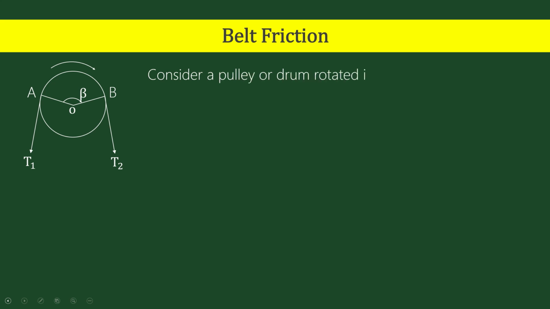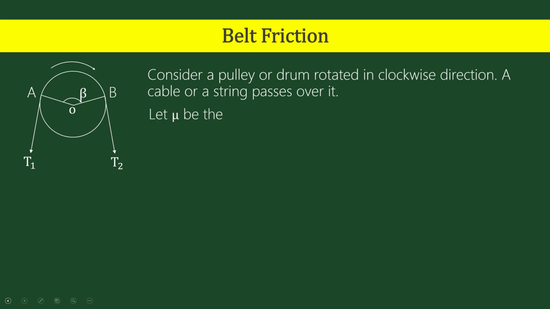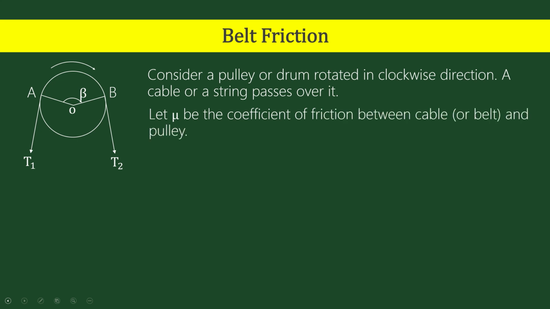So, consider a pulley or drum rotated in the clockwise direction. A cable or a string passes over it as shown in the figure. Whenever there is friction, we have to consider the coefficient of friction. So, let us assume that mu is the coefficient of friction between the cable and pulley. Now, because of the friction, the tension on either side must be different. One should be greater and the other should be smaller.